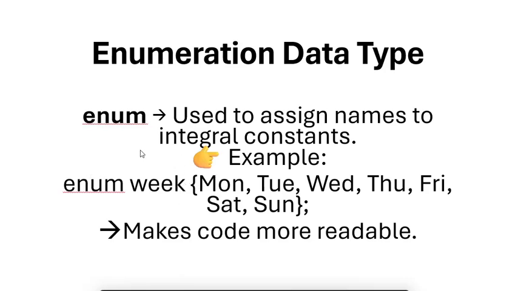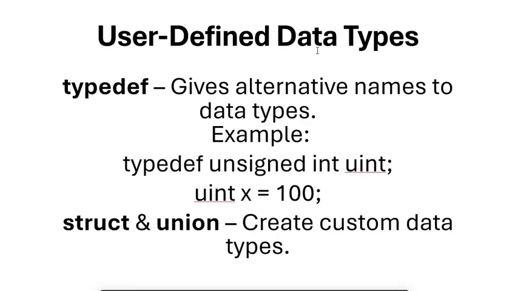This is an enum data type. It makes the code more readable. At the end of this video, I'll tell you an example, then you will understand better. Let us see user defined data types.